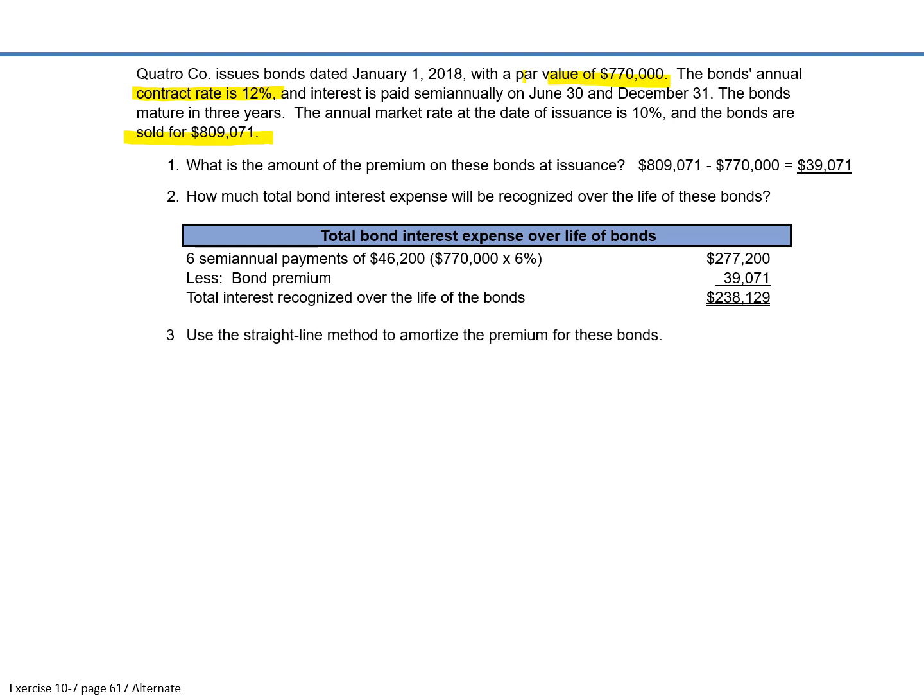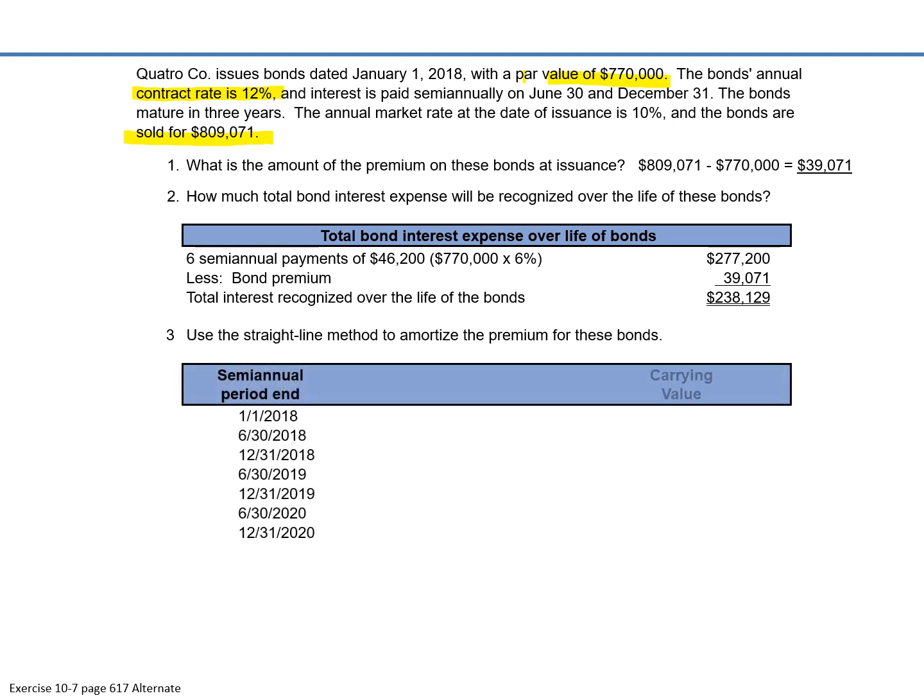So using the straight line method to amortize the premium, set up our table, carrying value in one column, and unamortized premium in the other. Our carrying value, we start at 809,071. We need to get to 770,000. Our premium, we start at 39,071. We need to get to 0. And so we have 39,071 divided by 6 payments. So that means we need to amortize $6,512 each period.